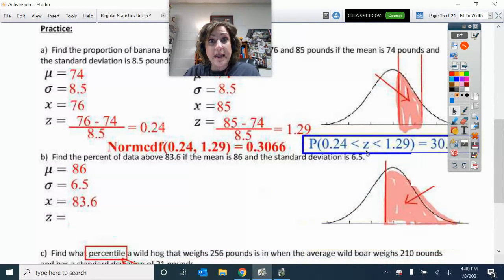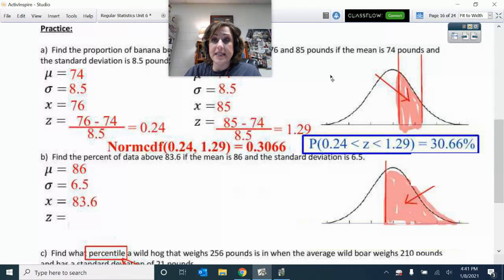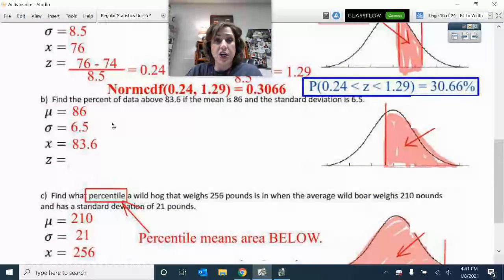The z is in the middle because we're in between two z-scores. Then we got our 0.24 and our 1.29. And then our inequalities will point to the left, point to the smaller values. And so then that area in between is that 30.66%.